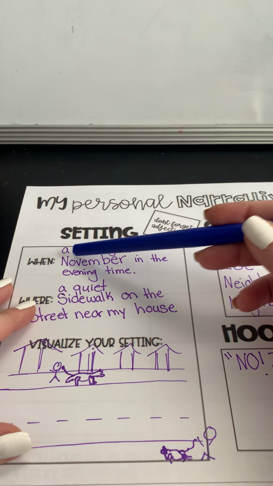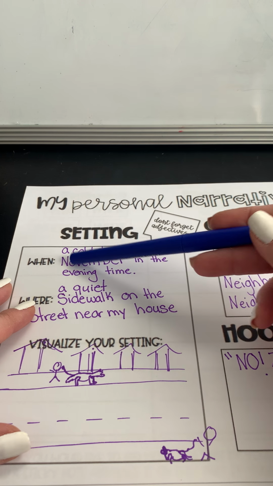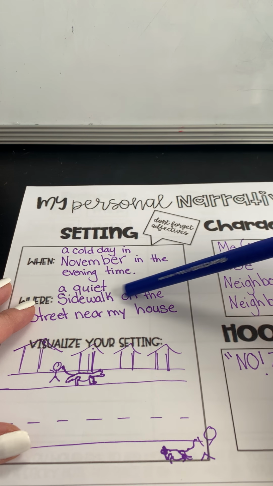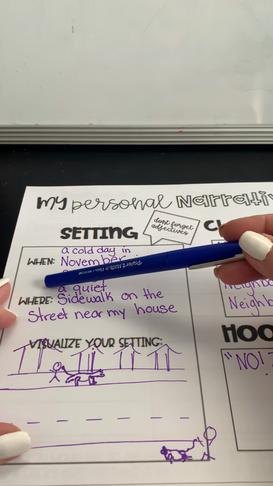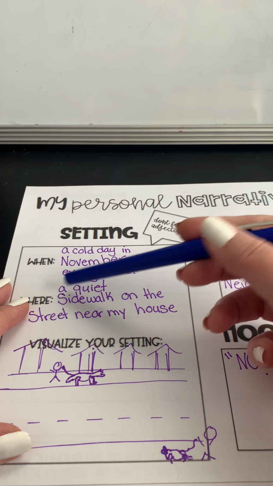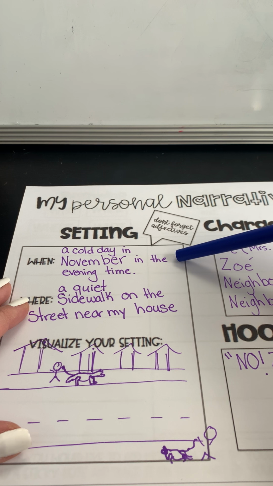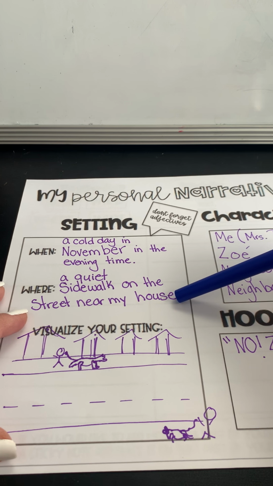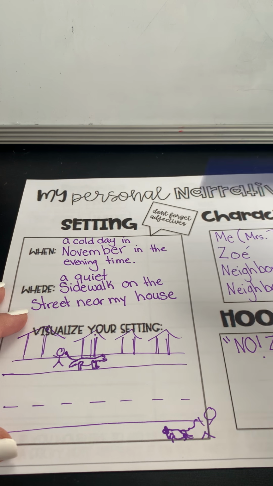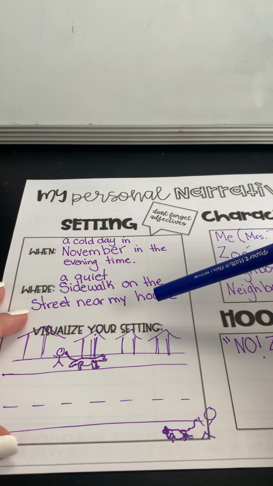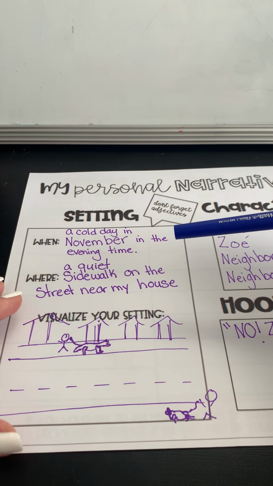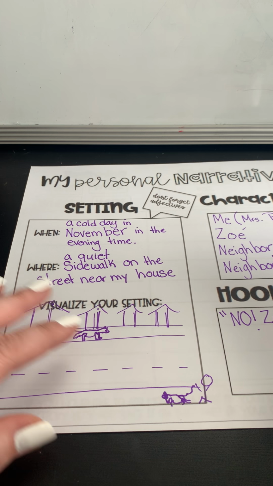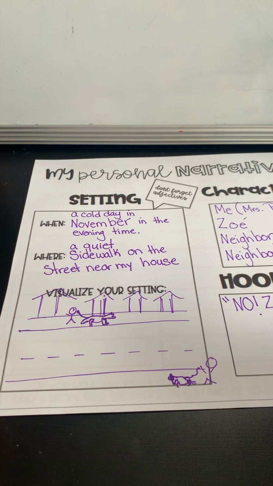So I explained how I filled in the when section for the setting, because remember, setting is when and where a story takes place. So when, it happened on a cold day in November in the evening time. Where, it was a quiet sidewalk on the street near my house. And remember, we're using descriptive words so that we can really help the reader understand where exactly and when exactly this story took place. And then I did a quick visualization of the setting.